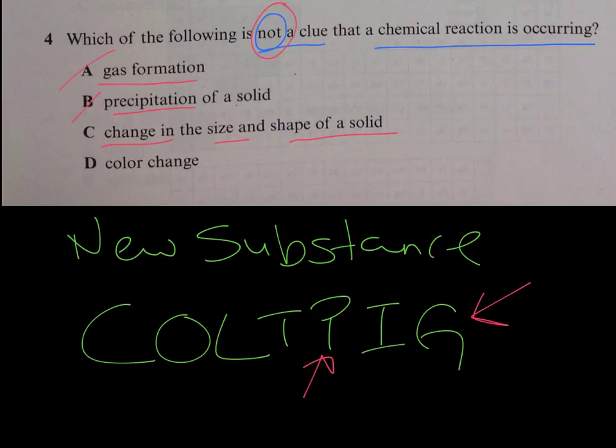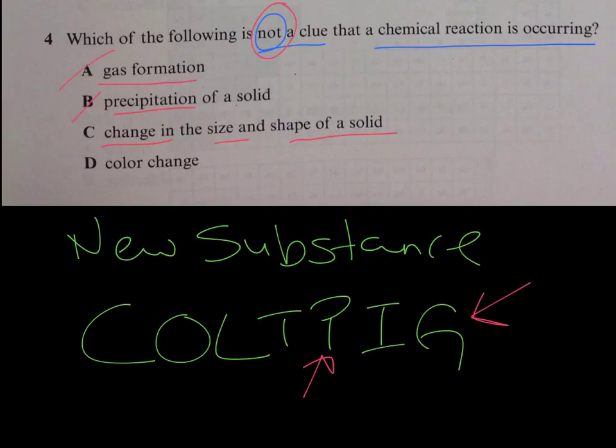So, whenever you have the change in size and shape of a solid, or the change in the size and shape of anything really, that is not considered a chemical change. Do we have anything of that in cold pig? No, we don't have size in cold pig. We don't have shape in cold pig. So that could possibly be our answer.